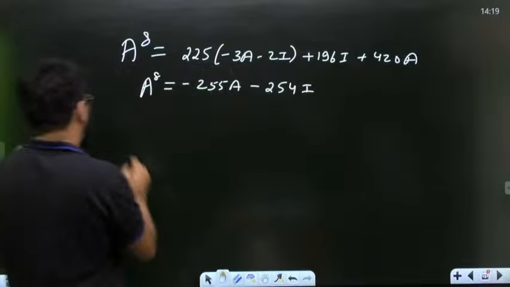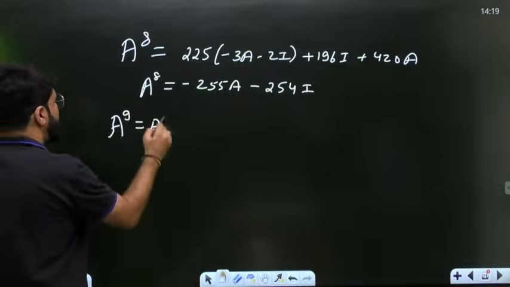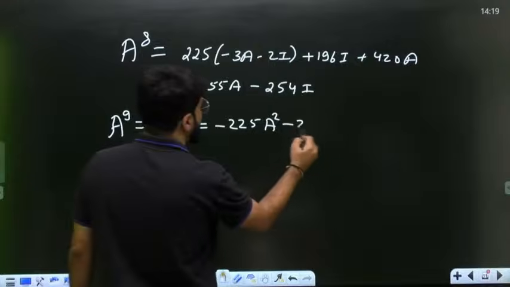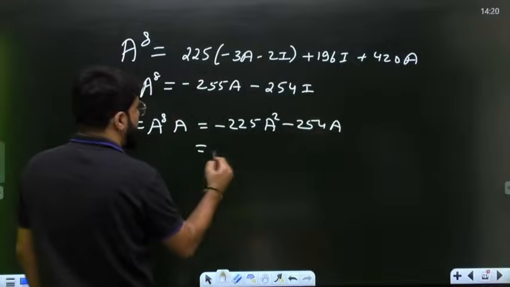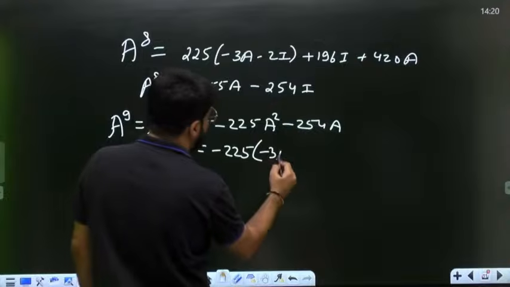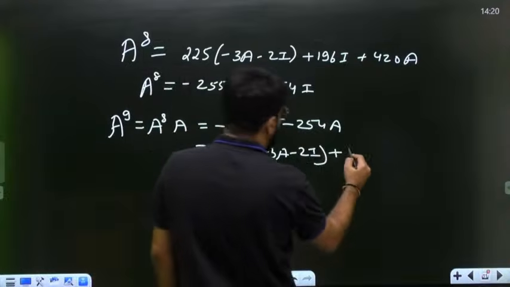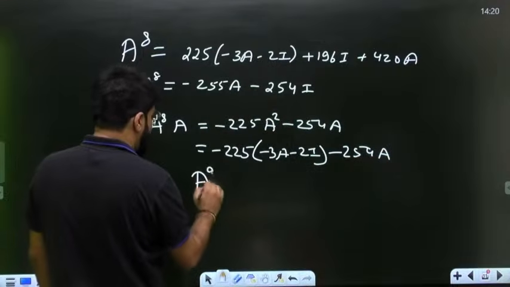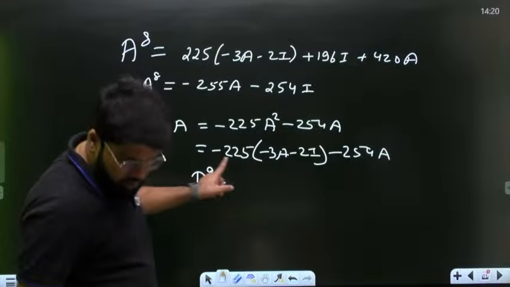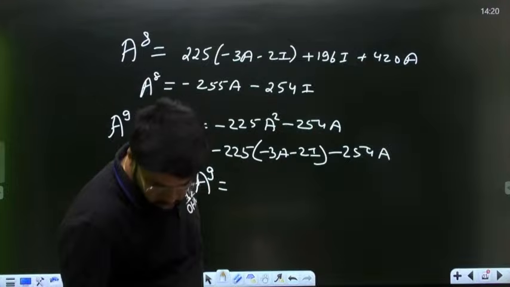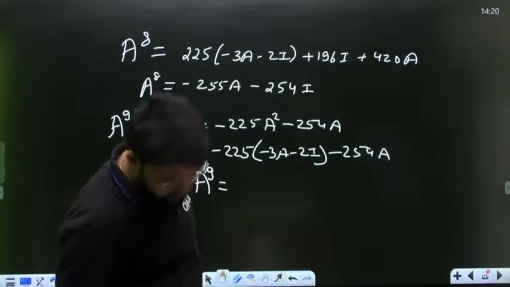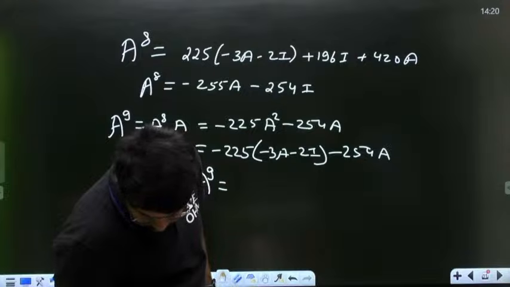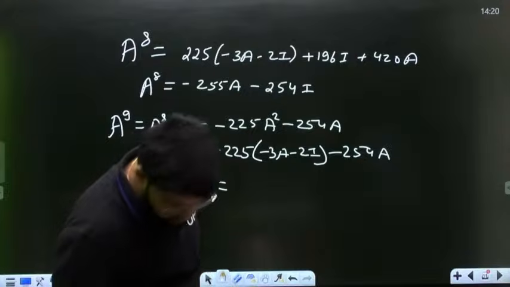One last step, a power 9. Now a power 9 will be a power 8 into a. So when you multiply, you get minus 225a square minus 254a. Minus 225a square again to be put as minus 3a minus 2i, and then minus 254a. So final answer should now come up, a power 9 as how much? So this is now 225 into 3, so I'll write it as 675, and then minus 254.